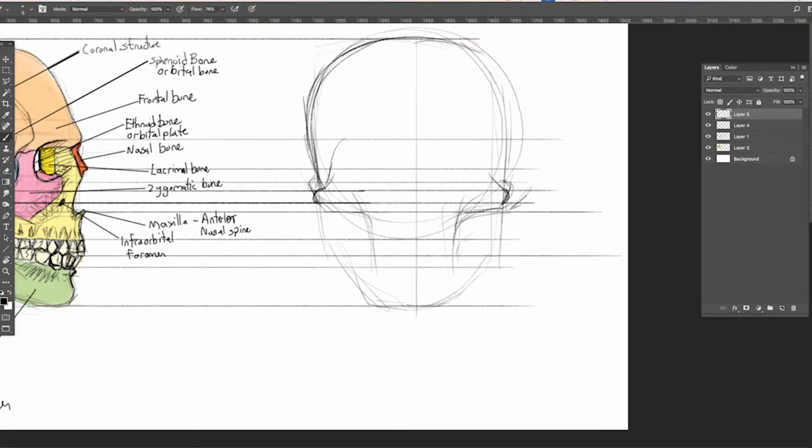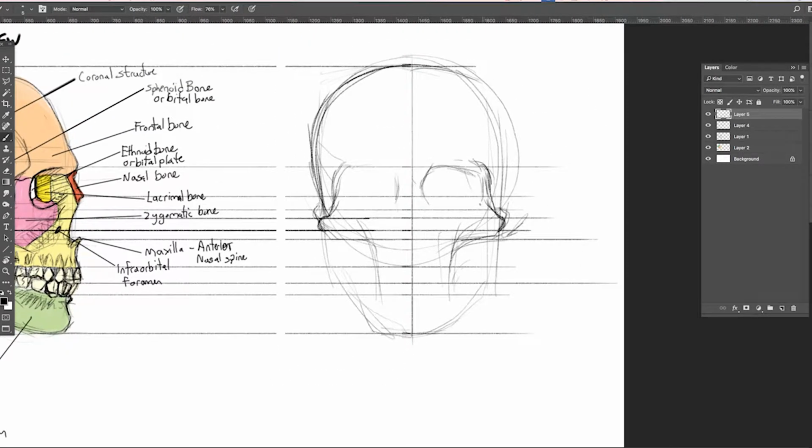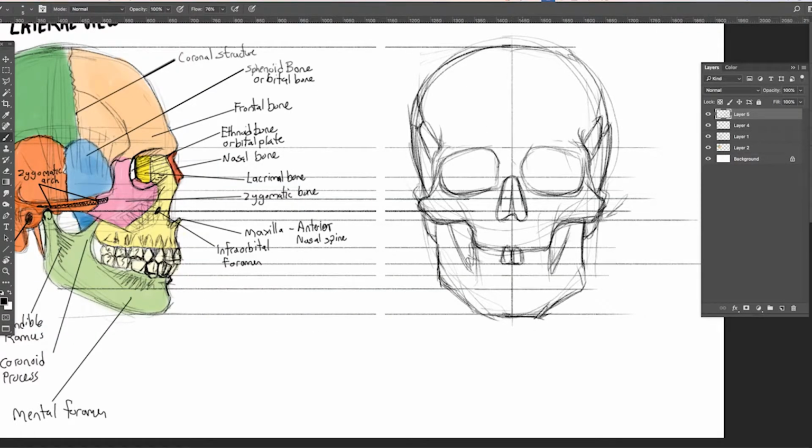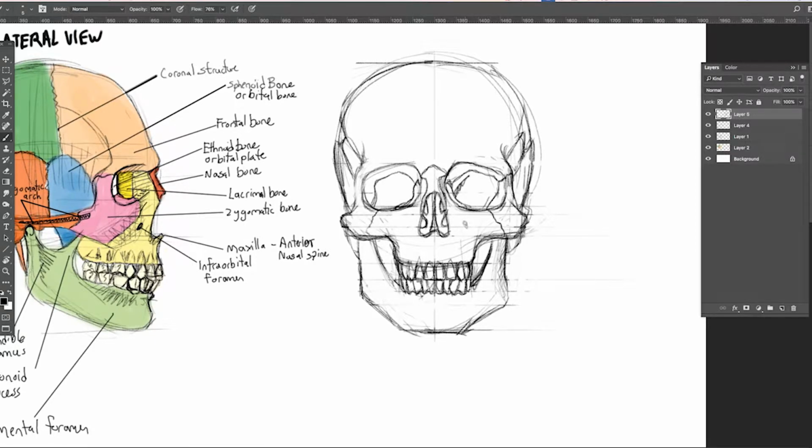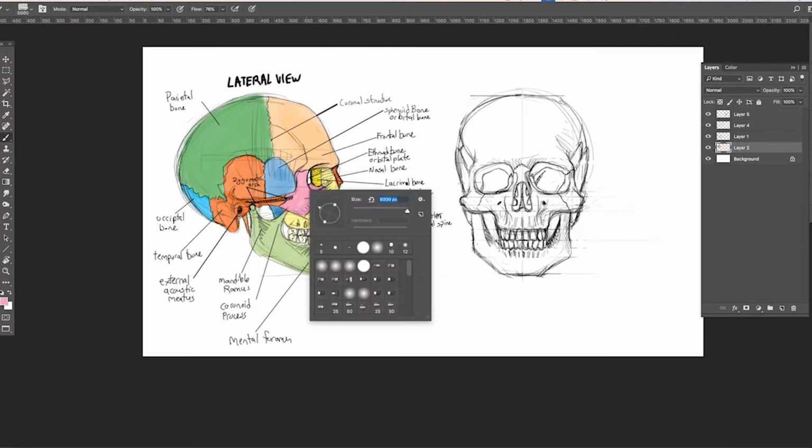But anyways, the next step in building a visual library would be to take these drawings, now that I've completed this study, and try to redraw these things from memory. So try to draw the skull from memory from a lateral view and a frontal view, and make it look as close to this as possible. I haven't done that yet, but I might do that a little later, and then perhaps record that and put that up here as well.